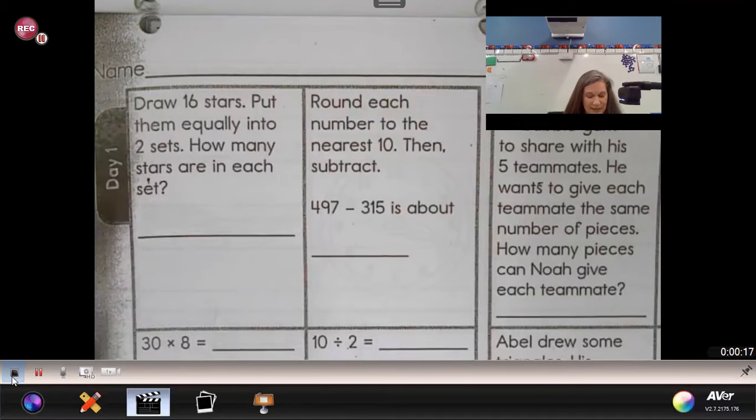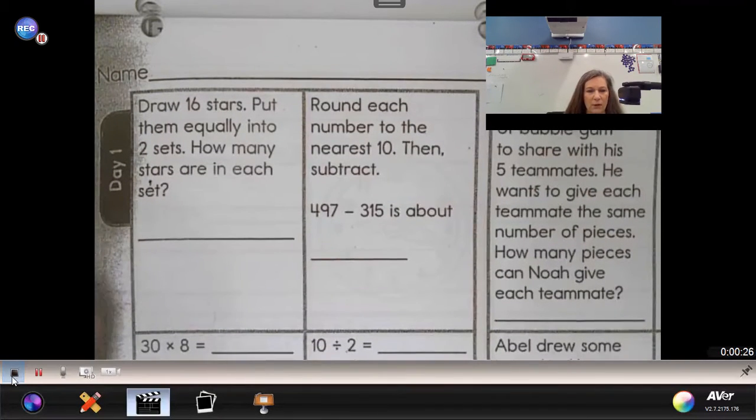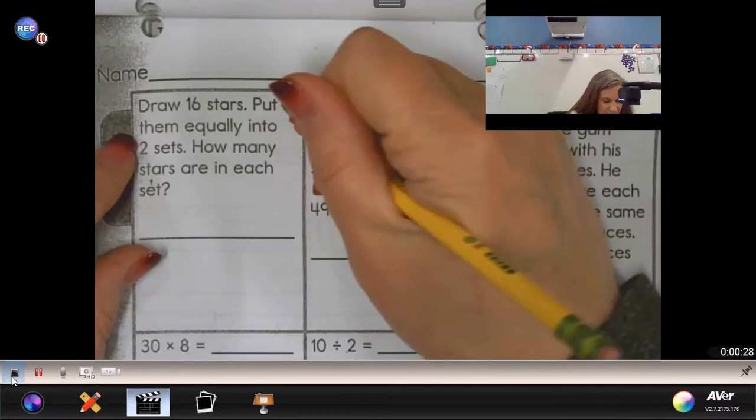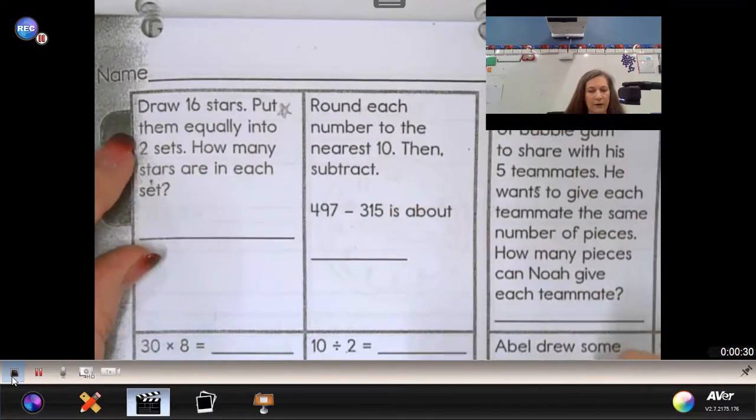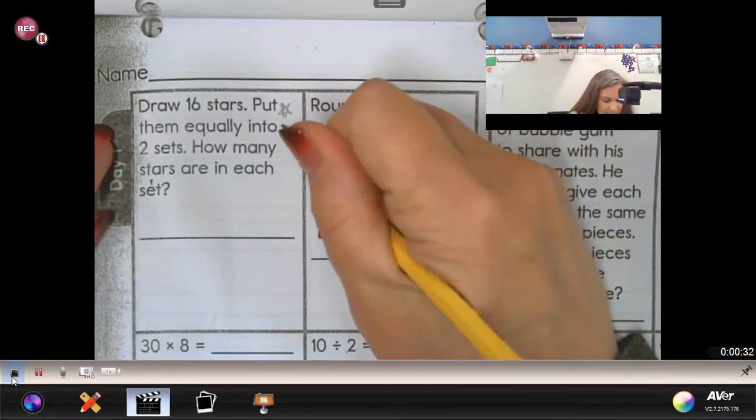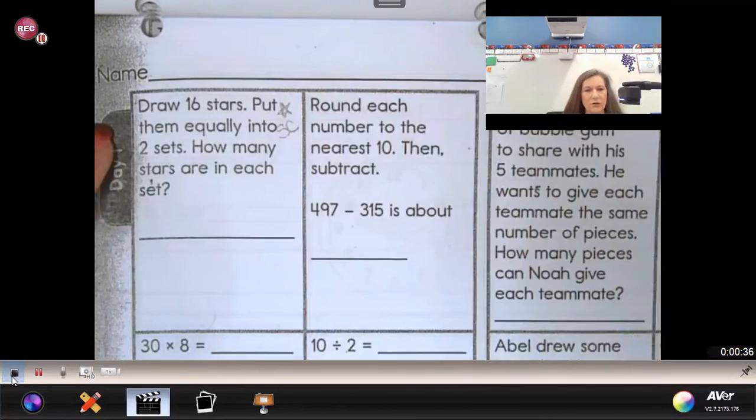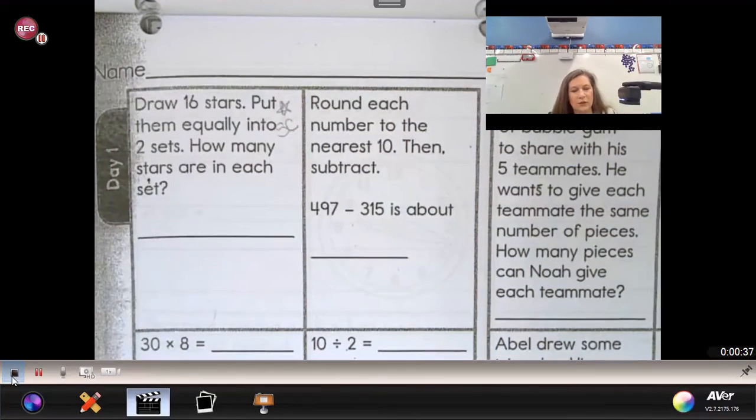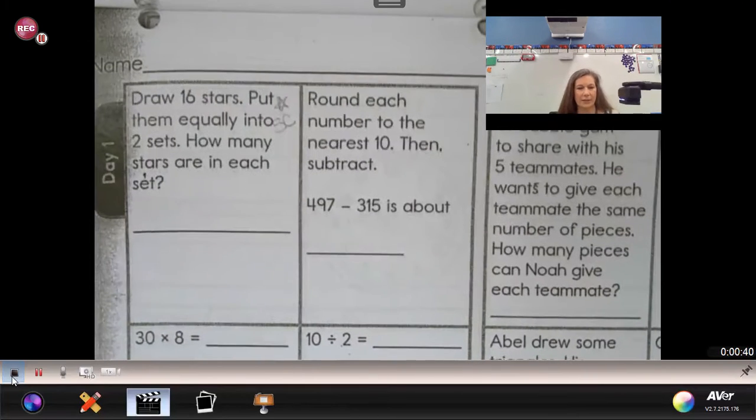We have week 16, day 1. So make sure you have your DMA before you watch your solutions video. Remember, if you get it correct, you're going to put a star here. If you had to correct it, you're going to put an SC here so that you can see that you had to make some corrections in your thinking. So let's take a look at our first problem for today.